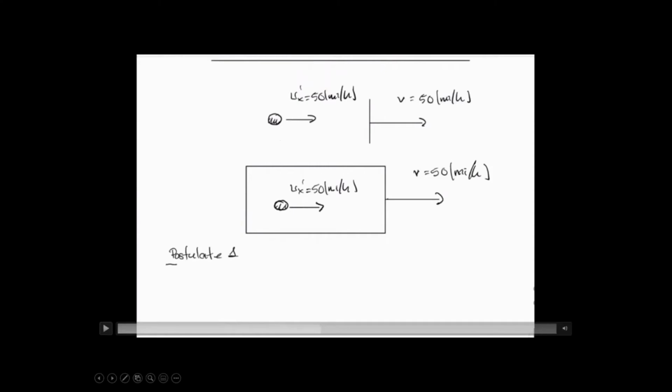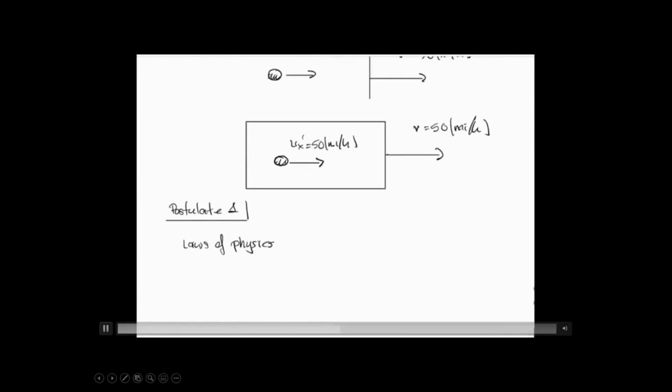If it's a bus, it's moving at 50 miles per hour. If it's an airplane, it's moving at 550 miles per hour. So it doesn't matter how fast this vehicle is moving. The fastest that you can throw this ball is still going to be 50 miles per hour. Right? That's what it means. So the motion of this ball is going to be independent of the motion of the reference frame that you're in.